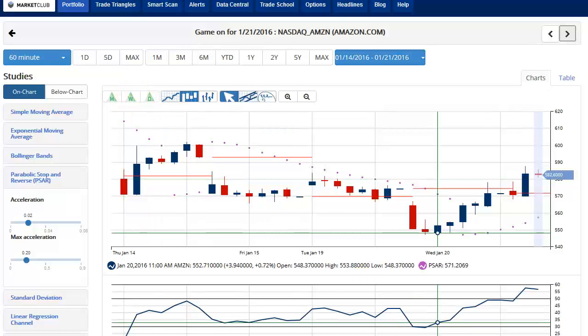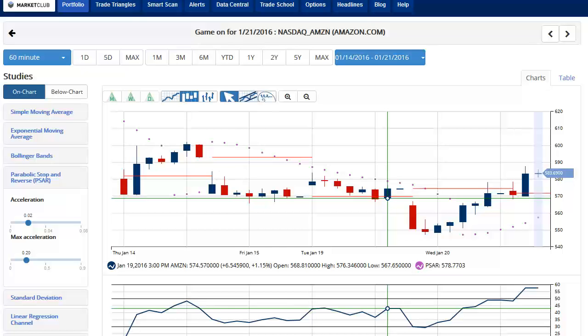But look, if you just look at Amazon now, unfortunately you cannot put the trade triangles on an hourly chart because it wasn't designed like that. It's really for the weekly and the monthly and the daily charts. You can put those on. But let's just take a look at this stock and see how we did.